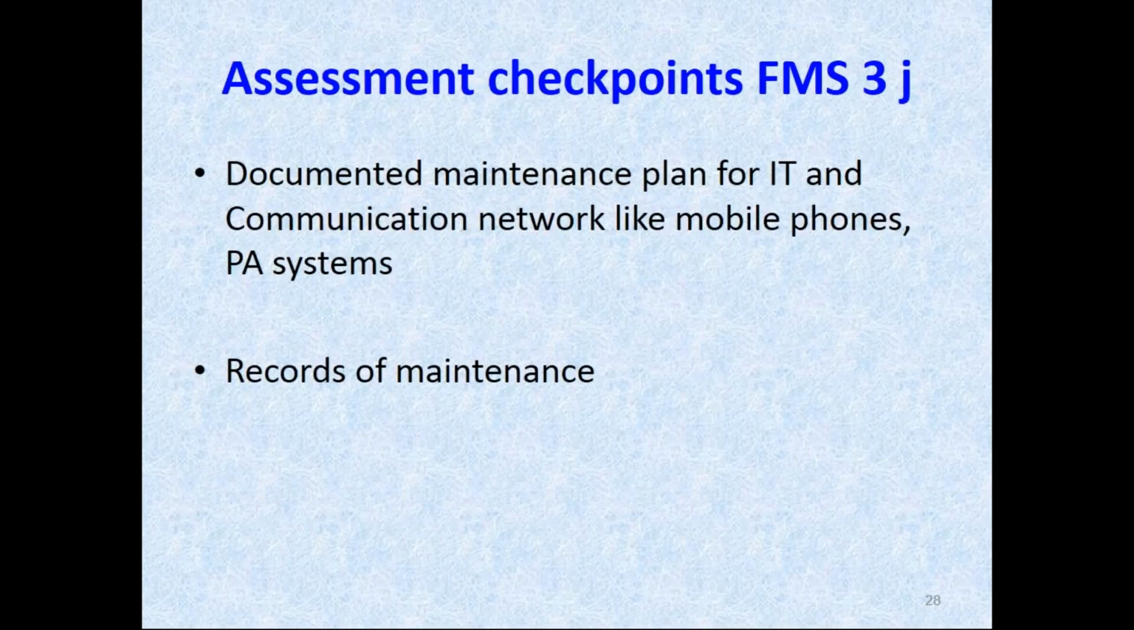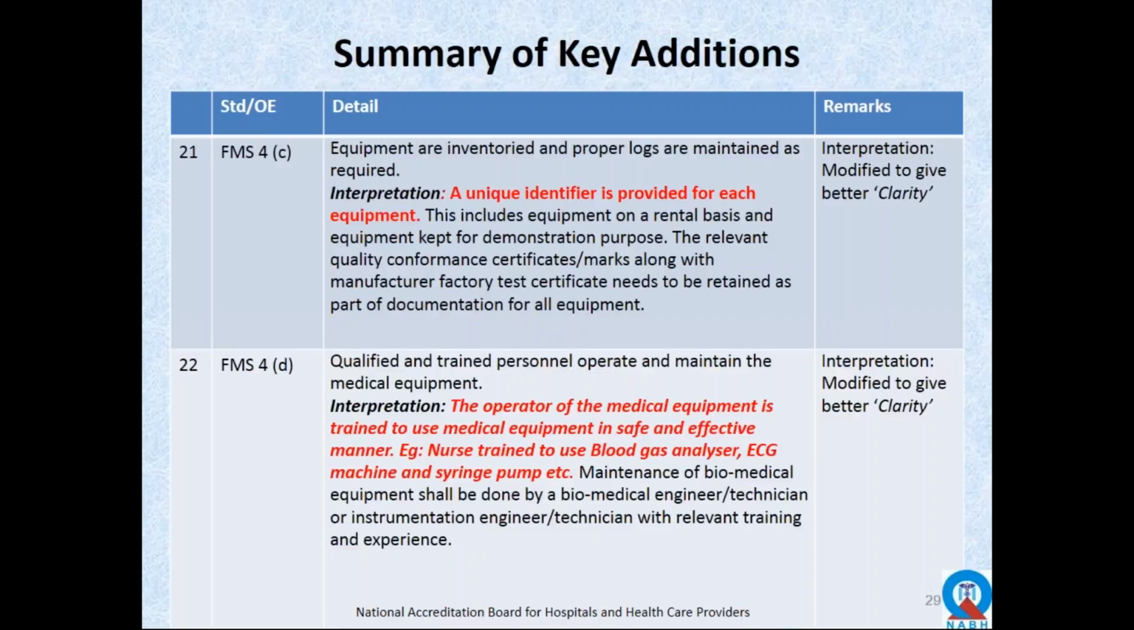FMS 4C, the equipment are inventoried and proper logs are maintained as required. Now we are coming to the medical equipment, where again the interpretation has been modified to state that a unique identifier is provided for each medical equipment. And again in the FMS 4D, we require that the qualified and trained personnel operate and maintain the medical equipment. The interpretation has been modified to bring better clarity, to state that the operators of the medical equipment should be trained to use medical equipment. It may be nurses who are using, the technicians who are using various equipment. All the personnel who operate and maintain the medical equipment, they should be adequately trained on the maintenance and use of the medical equipment.